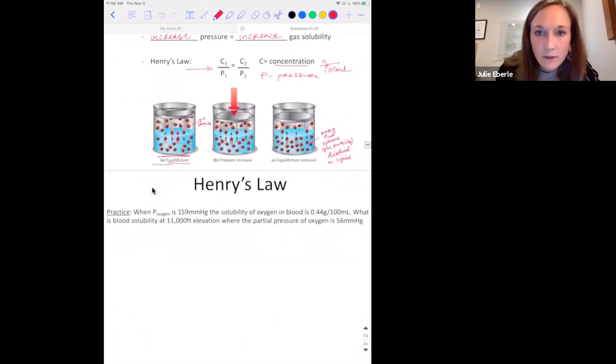Now, how does this play into health sciences? How does this affect us? Well, we know blood is a solvent to a lot of things, with oxygen being one of them.